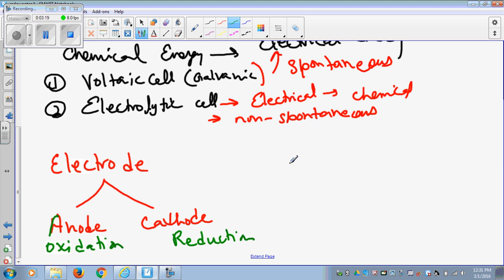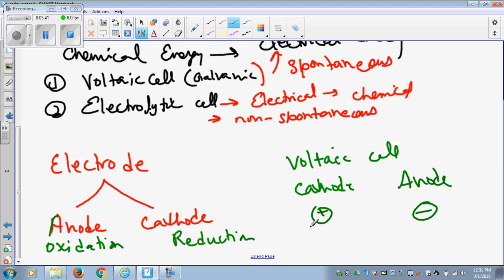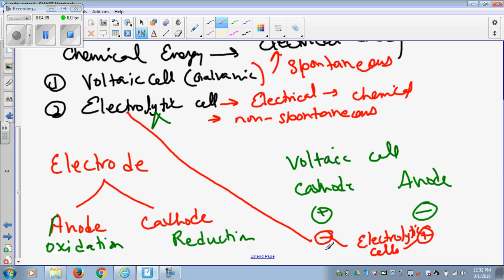But the difference is that in the voltaic cell, the cathode is the positive electrode and the anode is the negative electrode. Whereas in the electrolytic cell, the cathode is the negative electrode and the anode is the positive electrode. There are two types of cells, I'm telling you. So for electrolytic cells, the cathode is the negative electrode and the anode is the positive electrode, whereas for the voltaic cell, the cathode is positive. They're opposite to each other.